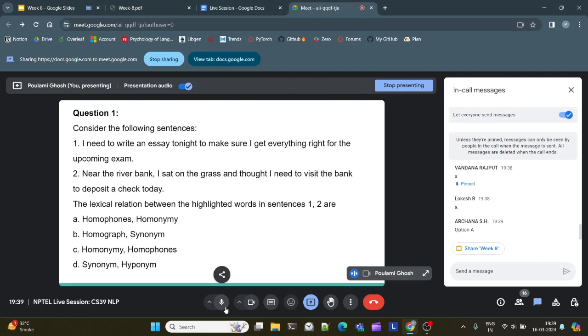Okay, great. A lot of you have tried answering this. Let's hear from some of you. Ashutosh has mentioned that it's option A, homophones and homonymy. So Ashutosh, would you like to share your thoughts on how you came about the solution? Yes, you can unmute yourself and say.